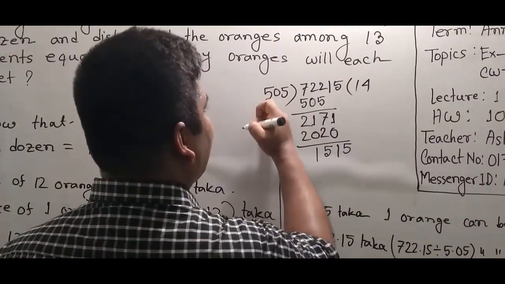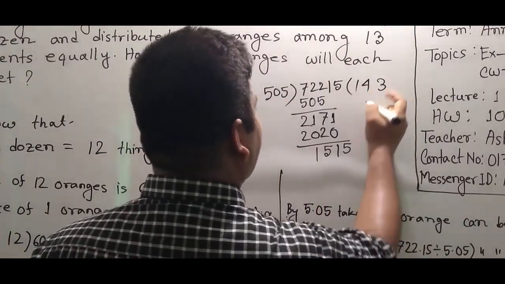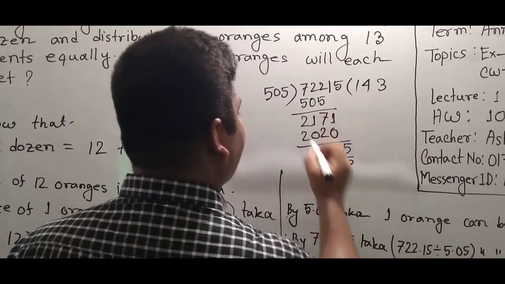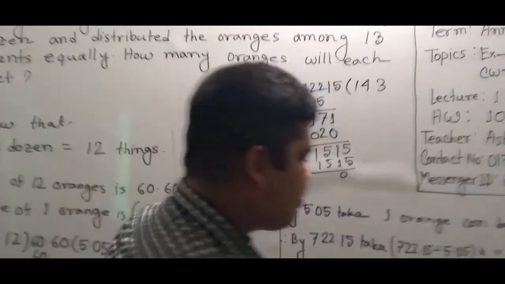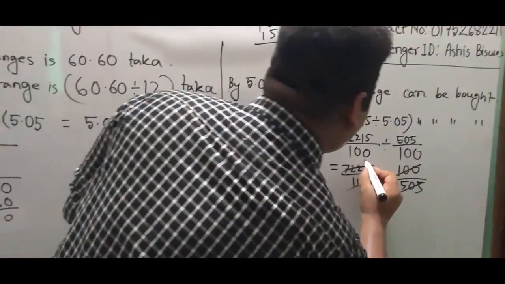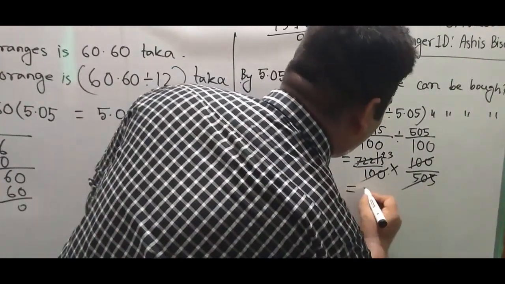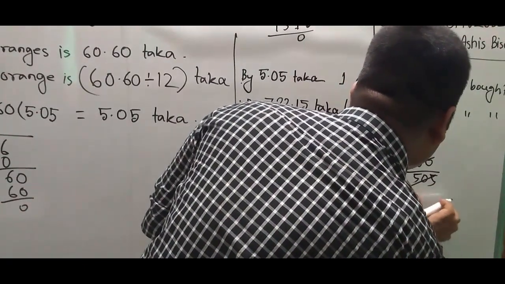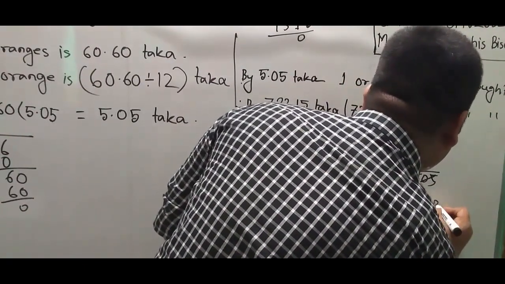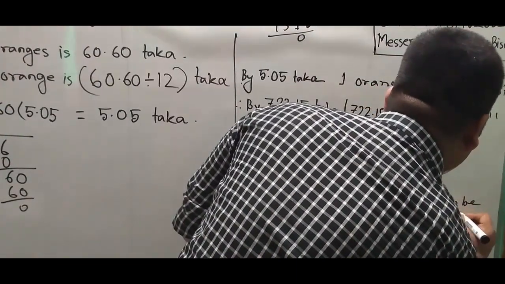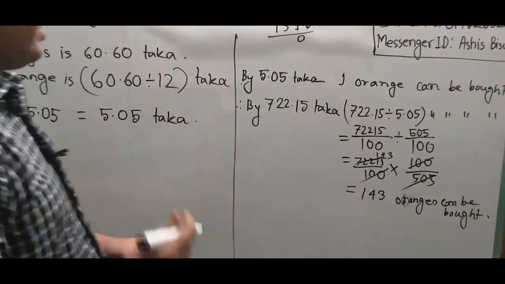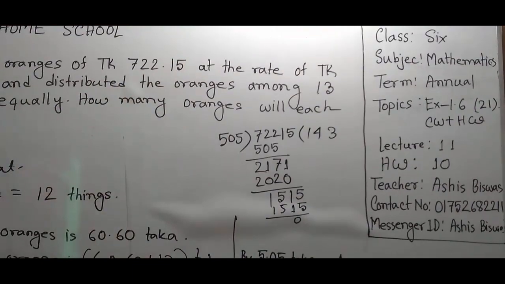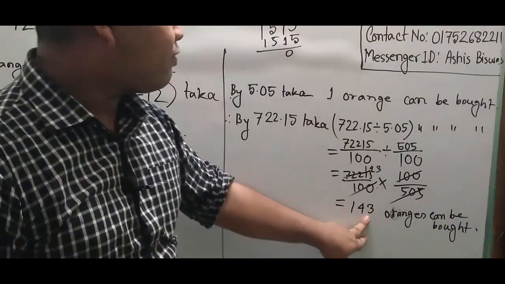After that, in this number how many times does 505 go? 3 times. 3 fives are 15. 3 zeros are 0 plus 1 is 1, and 3 fives are 15. So if we divide this number by this number, we get 143. Okay, so 143 oranges can be bought. My dear students, I hope you have understood. By 722 taka, how many oranges are found? It will be 143 oranges.